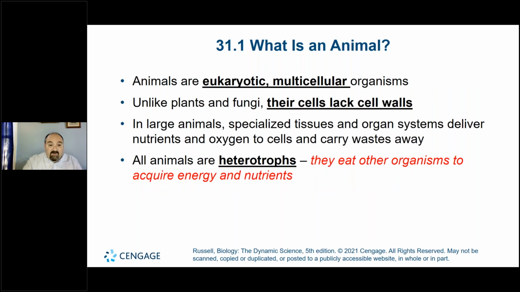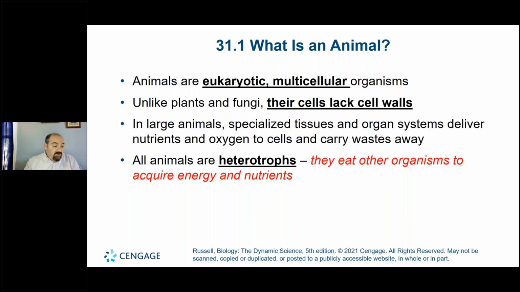But we're going to see in a moment the term heterotroph. The term heterotroph means that they are not producing their own food. We looked at plants and discussed photosynthesis, and so plants are autotrophs. Heterotrophs, the animals, eat other organisms to acquire energy and nutrients. So it's very important to have that distinction as far as what is an animal.